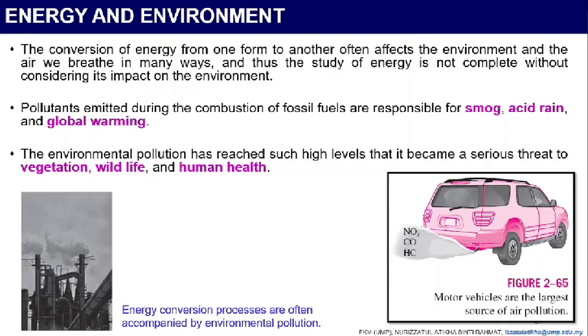Now, the final part of chapter 2 is the discussion between energy and environment. The conversion of energy from one form to another often affects the environment and the air we breathe in many ways, and thus the study of energy is not complete without considering its impact on the environment. Pollutants emitted during the combustion of fossil fuels are responsible for smoke, acid rain, and global warming. The environmental pollution has reached such high levels that it became a serious threat to vegetation, wildlife, and human health.